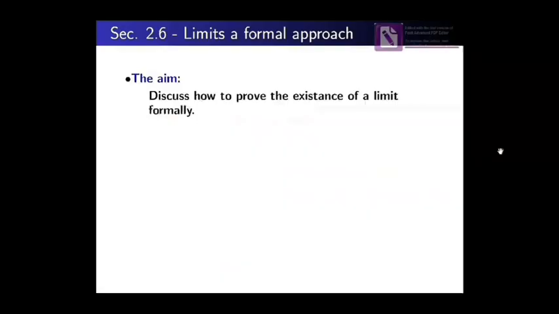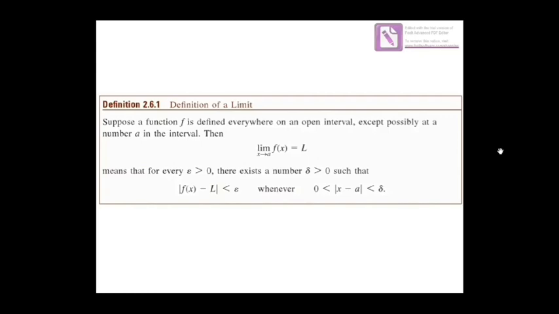So definition 2.6.1, definition of a limit. Suppose a function f is defined everywhere on an open interval except possibly at a number a in the interval. Then limit of fx when x approaches to a is equal to L, that means for every epsilon greater than 0, there exists a number delta greater than 0, such that absolute value of fx minus L less than epsilon whenever absolute value of x minus a is less than delta. And now we'll see an example how to use this definition to prove the limit.